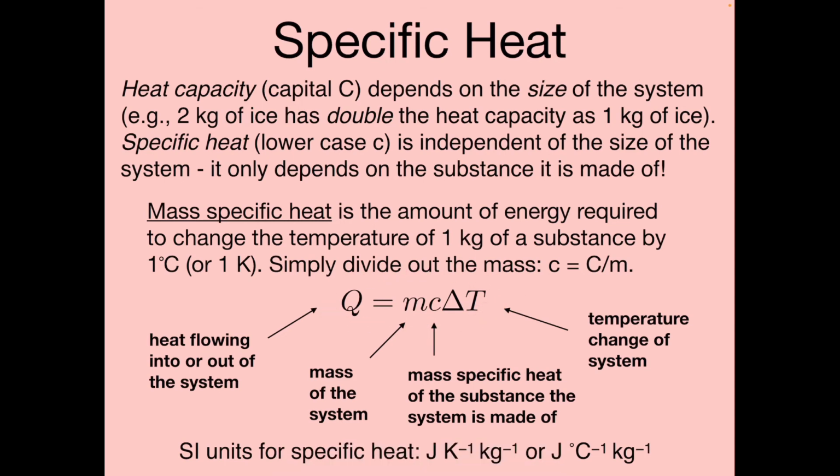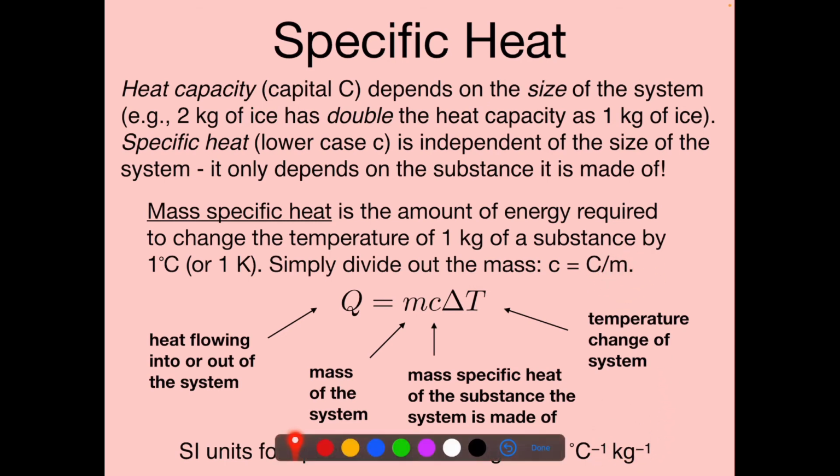So what does this equation say? Q, the heat flowing into or out of the system, is equal to m, that's the mass of the system, times lowercase c, that's the mass-specific heat of the material or the substance that our system is made out of. And delta T is, again, the temperature change. So for specific heat, we have a new unit. Instead of joules per Kelvin or joules per degree Celsius, this is actually joules per Kelvin per kilogram or joules per degree Celsius per kilogram. So we have this additional unit of kilograms in the denominator because we've basically divided out the mass.